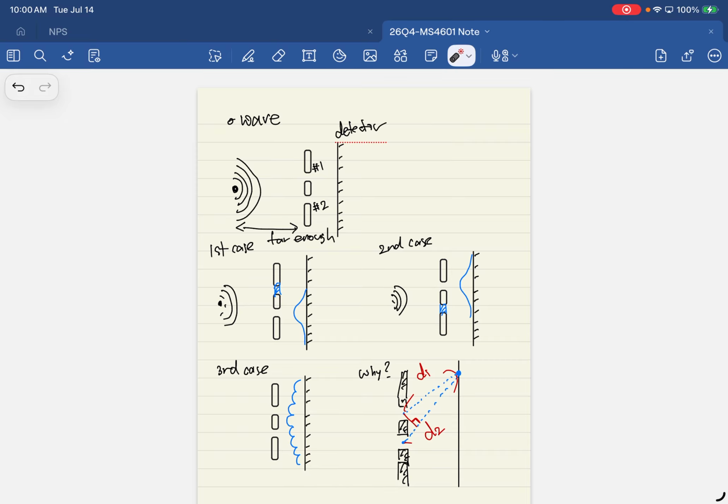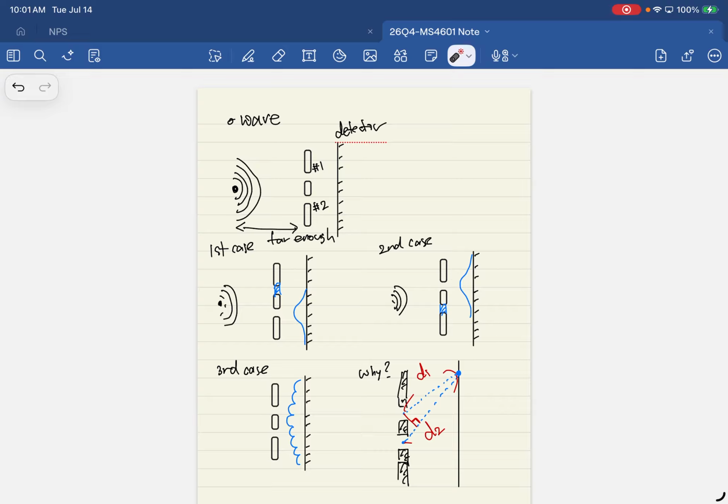In the first and second cases, where one hole is closed, the probability of arrival is essentially the same as for a particle. But once we have two holes open, we see interference patterns, like the way you see here. So we are going to try to understand why that happens.